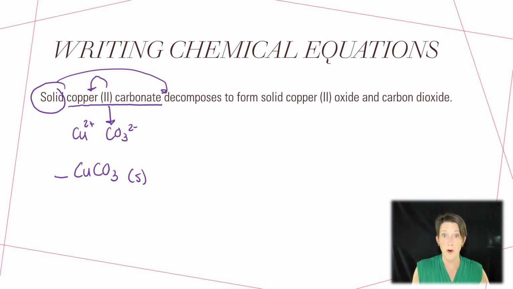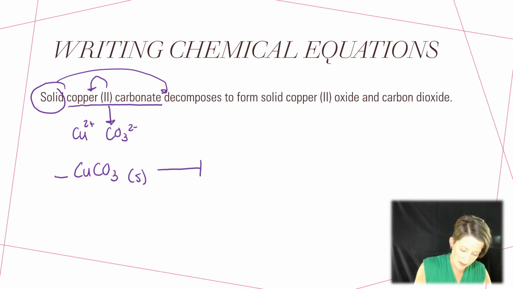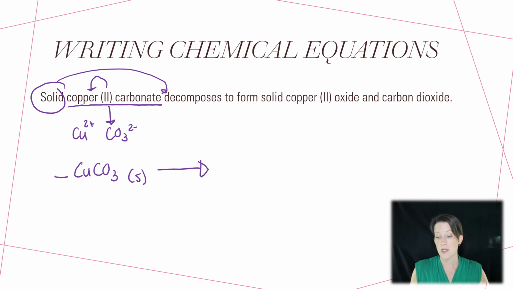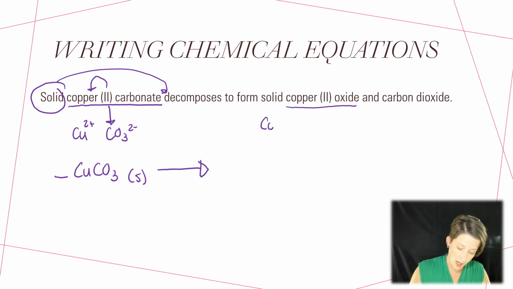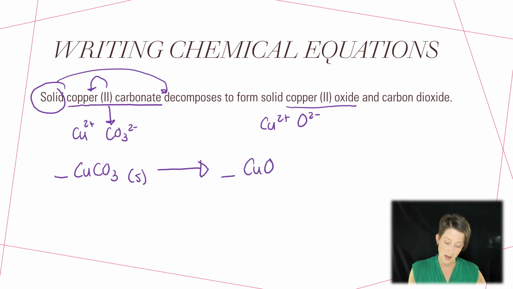Decomposes to form. That to form tells us we have an arrow. Decomposes just tells us the type of reaction, which we'll talk about later. Solid copper 2 oxide. So I have another compound. So here I've got copper. It's still a charge of 2. Oxygen has a negative 2. Therefore, the charges balance out. So we have a 1-to-1 ratio. And it is a solid. And that's a plus sign.